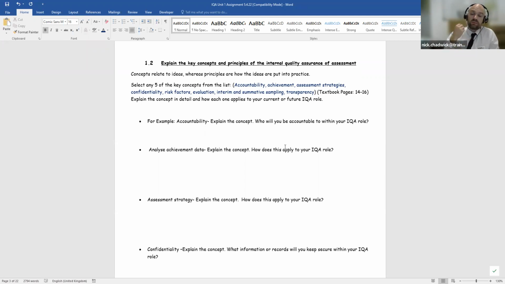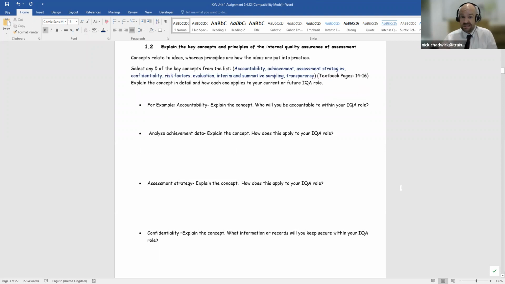So there are many different concepts of an IQA, and they are featured on pages 14 and 15. So the key concepts are accountability, achievement, assessment strategies, confidentiality, risk factors, evaluation, interim and summative sampling, and also transparency as well. So very similar to the functions of an IQA, concepts relate to the ideas of an IQA. So these are essentially qualities that a good IQA would have.